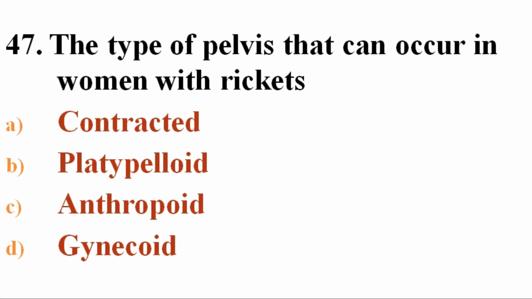Next question, the type of pelvis that can occur in women with rickets. Options A. Contracted pelvis, B. Platypelloid pelvis, C. Anthropoid pelvis, D. Gynecoid pelvis. Answer is A. Contracted pelvis. That is the type of pelvis that can occur in women with rickets. It means a pelvis in which one or more of the principal diameters are reduced to a degree that causes difficult labor.